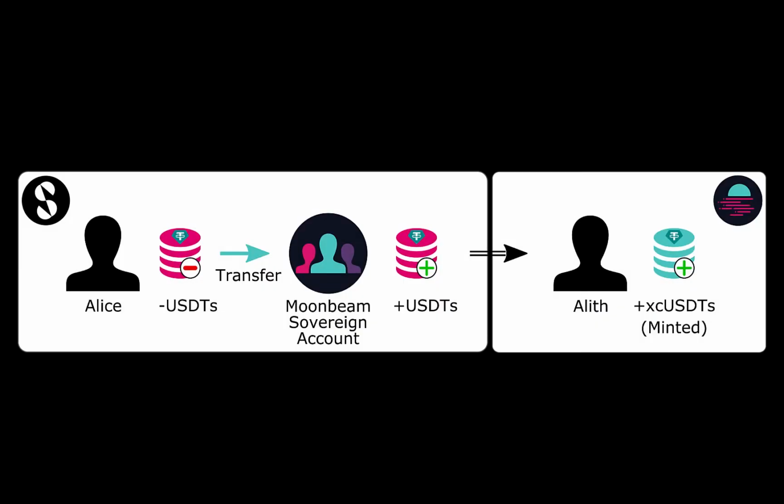When you transfer USDT, the original USDT tokens are stored in an account on Statemine that is owned by Moonriver, known as the sovereign account. When the USDT tokens are received by the sovereign account, new xcUSDT tokens are minted for use on Moonriver. At this time, you can only transfer USDT to Moonriver. The functionality to transfer xcUSDTs back to Statemine doesn't exist yet.